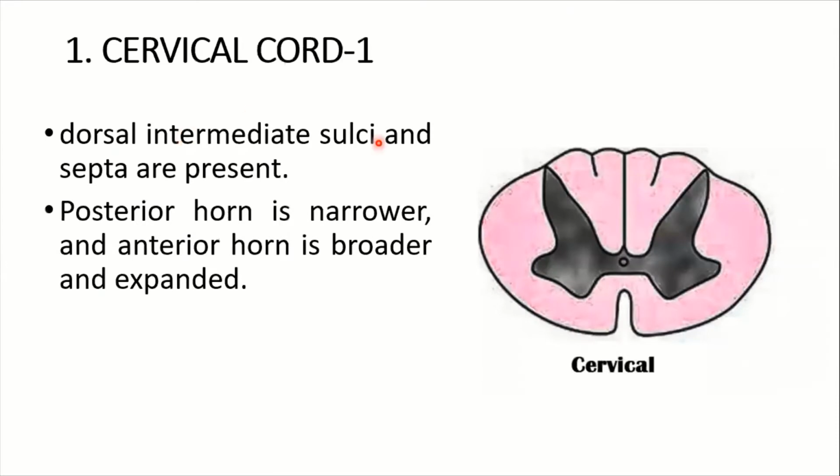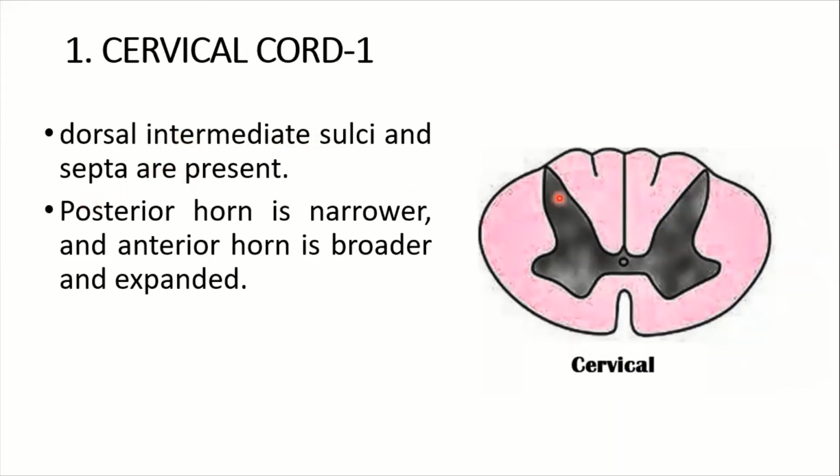So first of all, we'll go to the cervical cord. We'll start from above downwards. First of all, the cervical spinal cord, and you see this is the shape of the gray matter over here. This is the white matter. So dorsal intermediate sulci and septa are present. You see here, the dorsal intermediate sulci and septa. This is the septum, and then this is the intermediate and the dorsal.